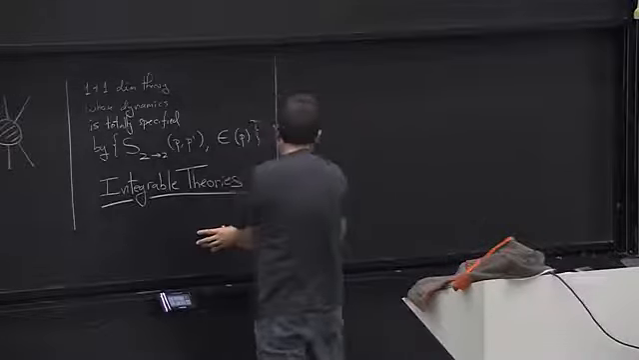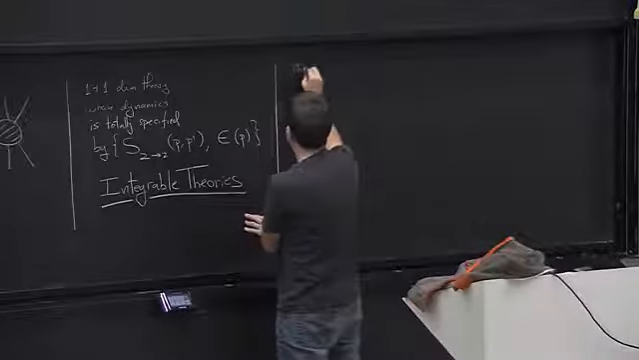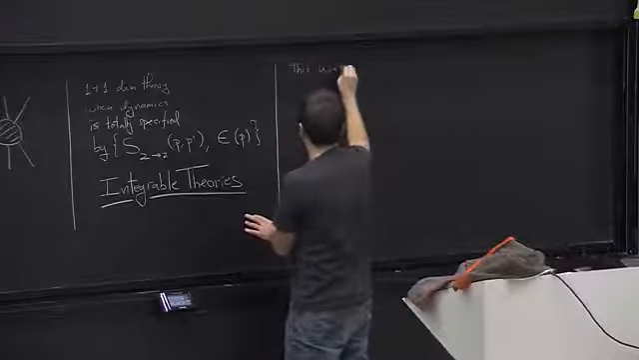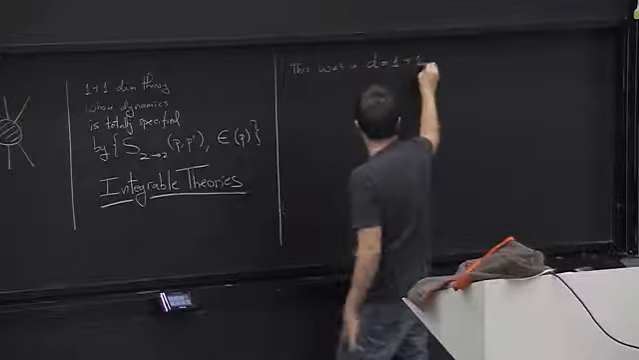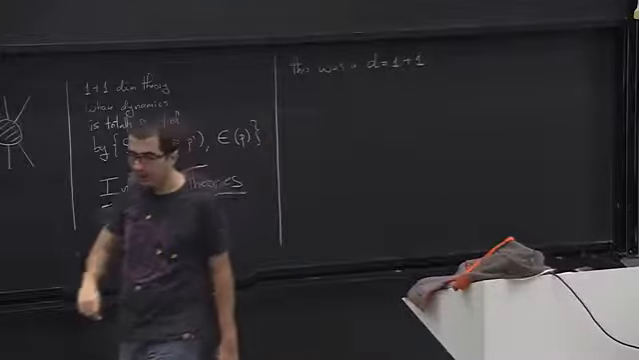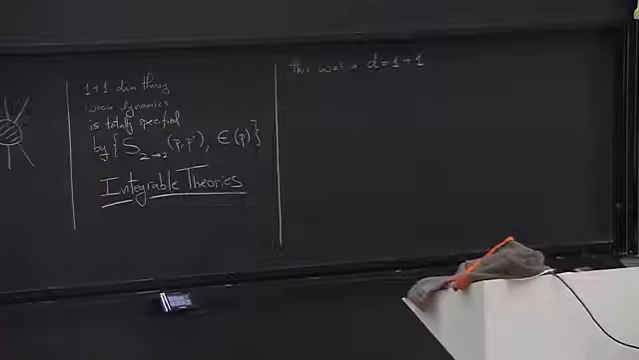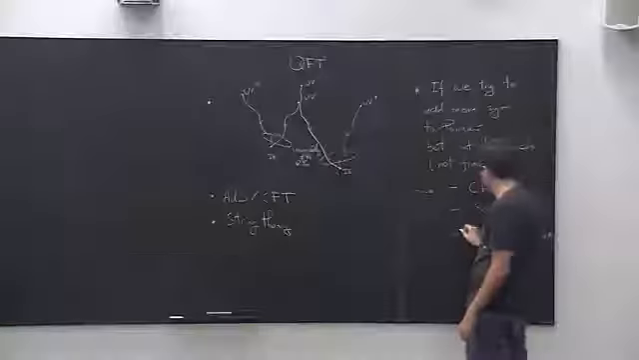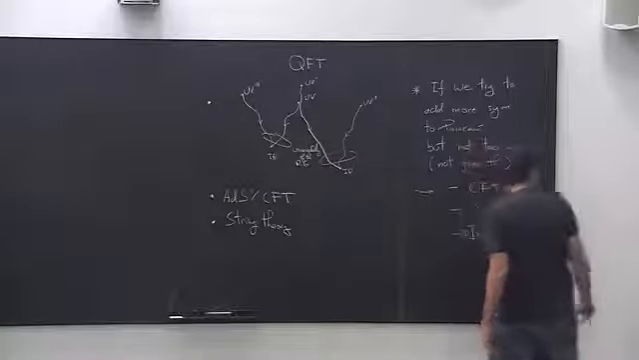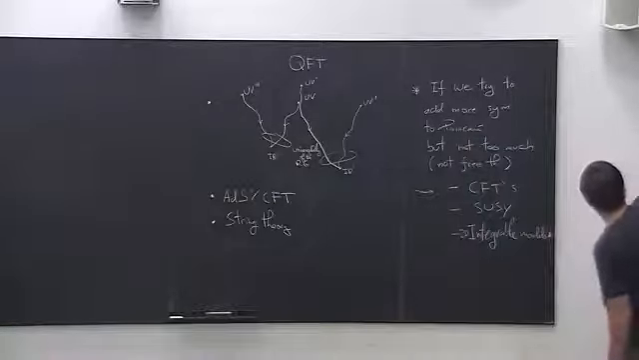Now, this was in one dimension, or 1 plus 1 dimension. What about higher dimensions? You see, by trying to add more symmetry, we arrive at this notion of integrable models, of two-dimensional integrable models. But what happens if we try to repeat this exercise in higher dimensions?